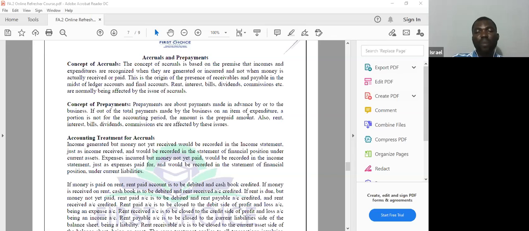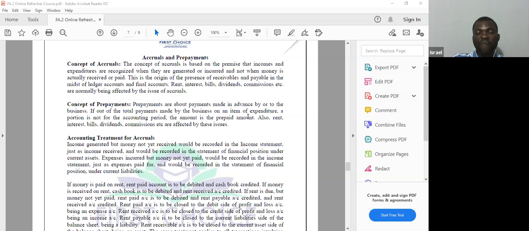So we now have prepayments. Prepayment is about payment made in advance by the business. It is the amount that is made in advance. Talking about that, if out of the total payment made by the business on an item of expenditure, a portion is not for the accounting period, that amount is a prepaid amount.